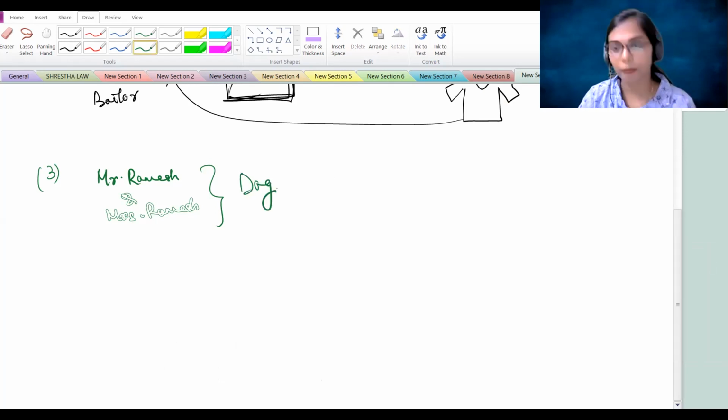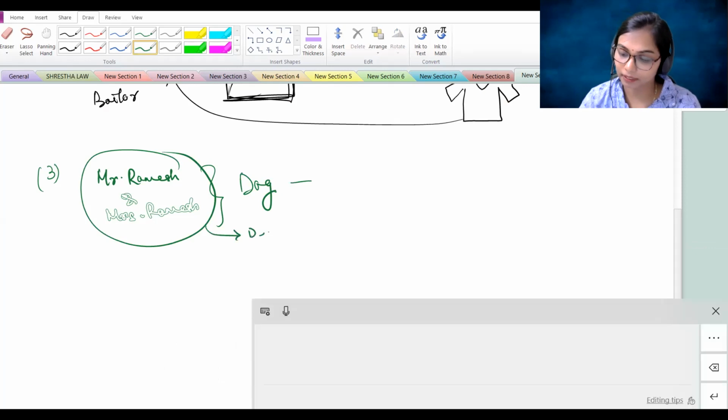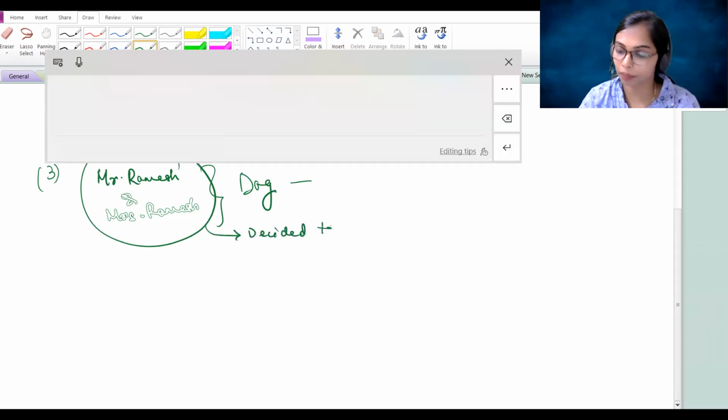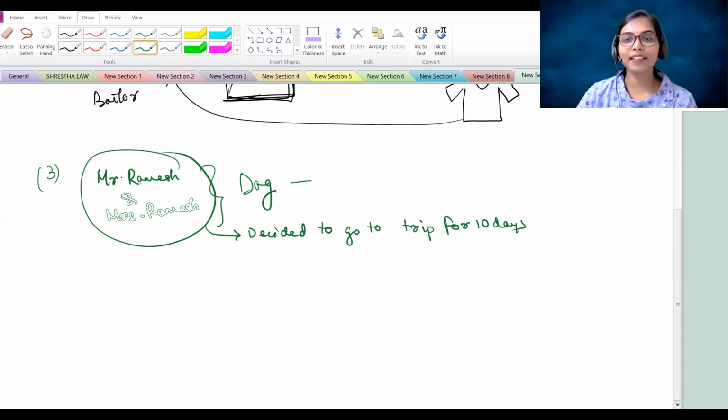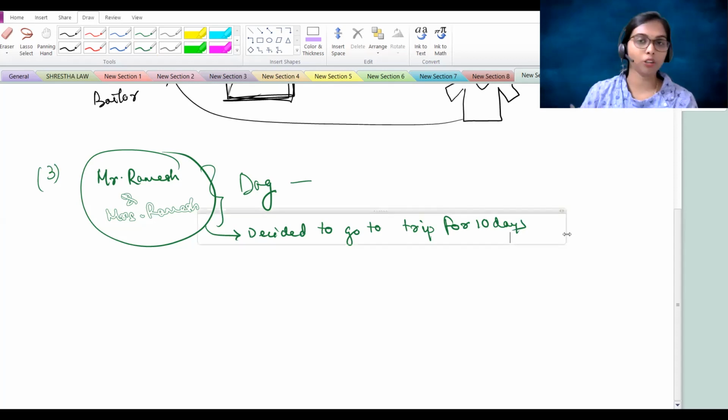Have a dog. Now Mr. Ramesh and Mrs. Ramesh have decided to go on a trip for 10 days. As and when they decide they have to go on a trip for 10 days, they are thinking about what to do with the dog. They can't take the dog on the trip, right? Obviously they can't.